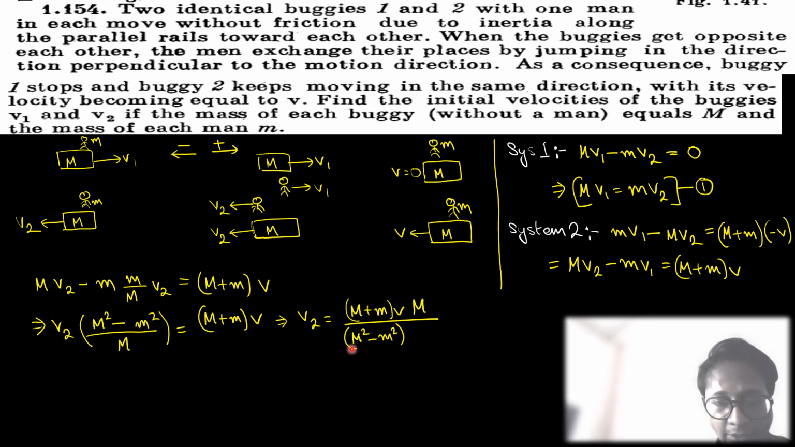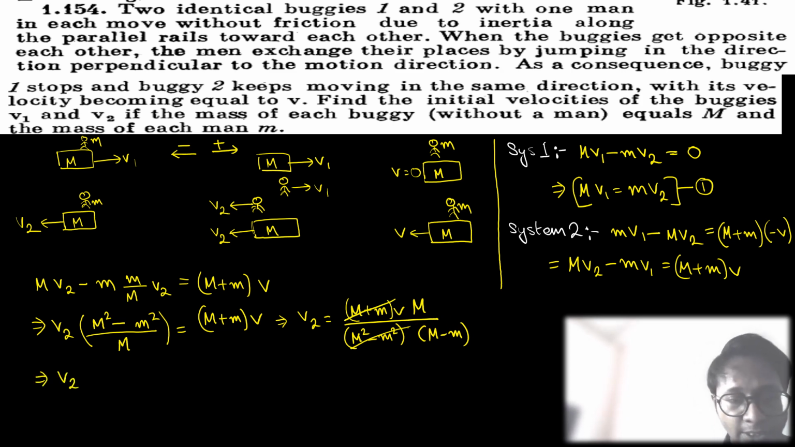See, now this A square minus B square can be written as M plus m into M minus m. So if I write this as M plus m, one of the M will get cancelled and it becomes M minus m. This can be expanded as M plus m into M minus m, and this M plus m and that M plus m would get cancelled, and the remaining parameter would be M minus m. So out here, V2 is nothing but capital MV divided by M minus m.